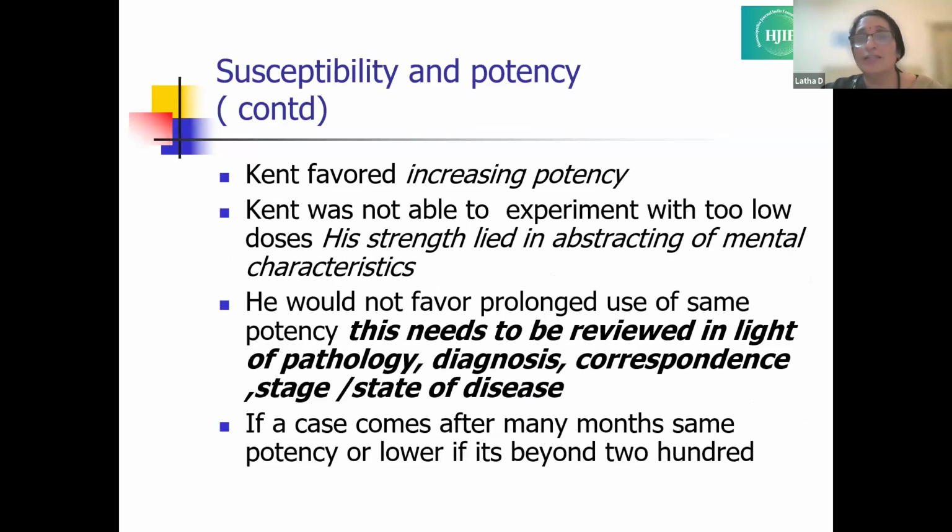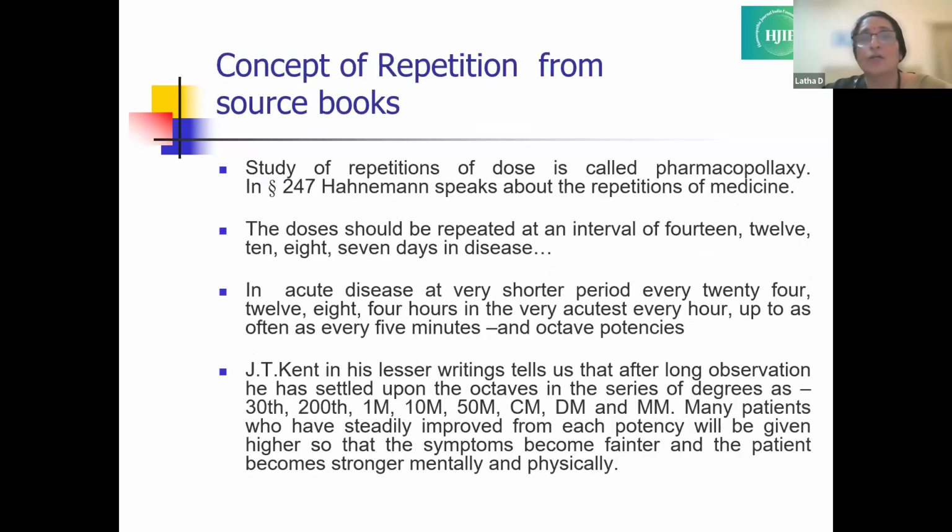And also remember, Kent's increasing potency was also because of his strength, which lies in abstracting mental characteristics. Again, review this, which we will come to again in our later presentation. Please review this in light of the pathology and the diagnosis. So, according to Kent, in acute diseases, repeat the potency every 8 hours or even 4 hours, sometimes even every 5 minutes. And when it comes to constitutional prescriptions, he would like to go to 30, 200, 1M, 10M, 50M, depending on the response, because he feels each potency will hold only for a certain period of time.